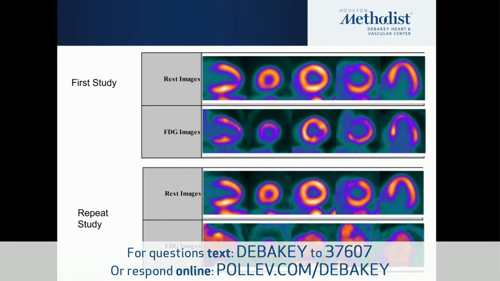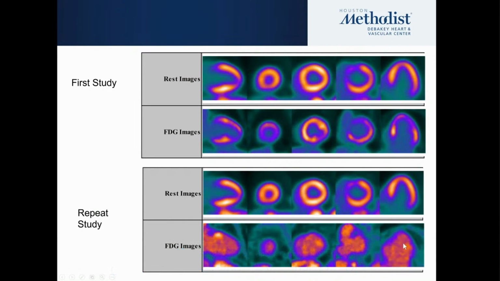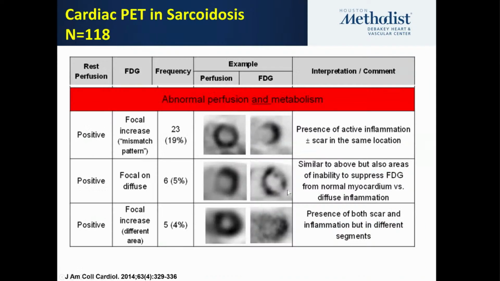And a week later, without any change in therapy, you can see that the patient was very religious about following her diet, and now we have a normal study. So it's a huge difference between calling a study extremely abnormal and a completely normal study with a scar but no FDG uptake or no active inflammation. So this one was a poor preparation issue.